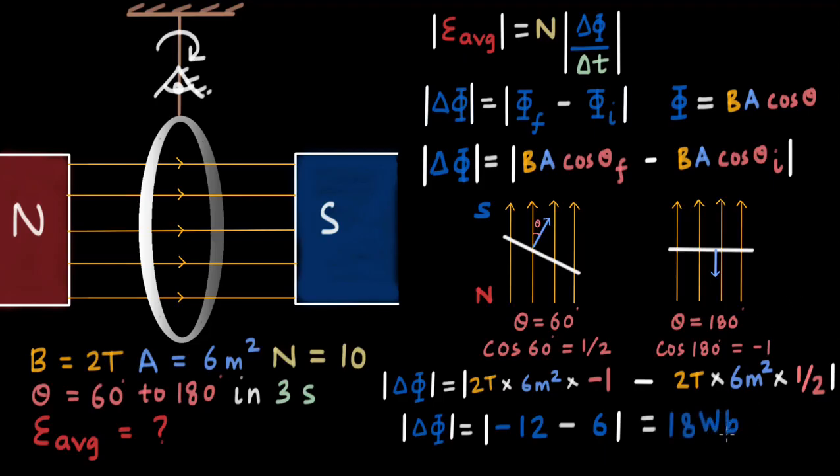Now if we place these values into the first equation, that will become 10 into 18 divided by 3. 10 is the number of turns, the time interval is 3 seconds, and the change in flux came out to be 18 Webers. So the EMF induced in this one is 60 volts.